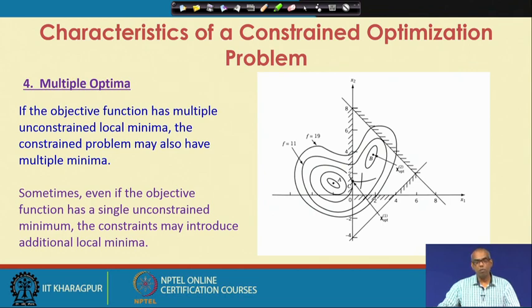A constrained optimization problem can have multiple optimal solutions. If the objective function has multiple unconstrained local minima, the constrained problem may also have multiple minima. Sometimes even if the objective function has a single unconstrained minimum, the constraints may introduce additional local minima. That means, your unconstrained objective function may have a single minimum, but the constrained objective function may have multiple minima.